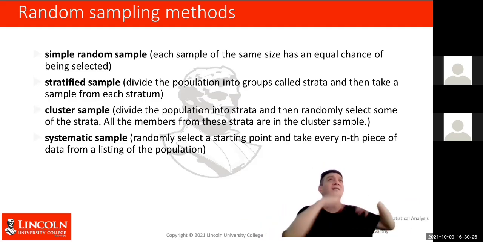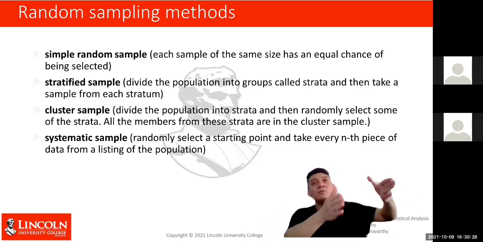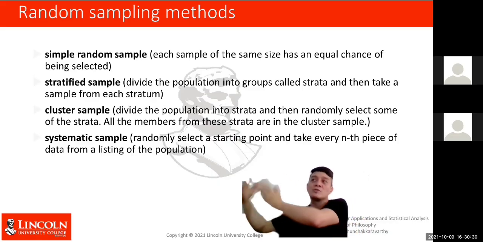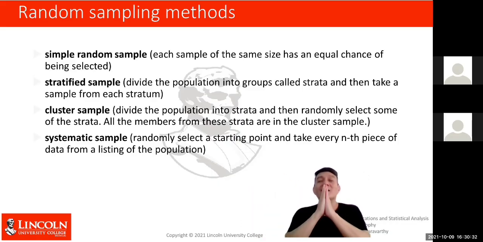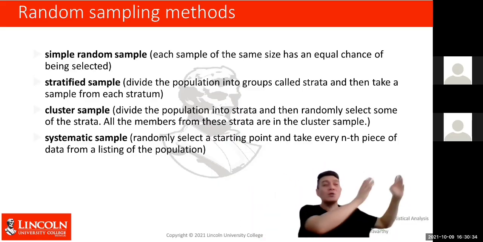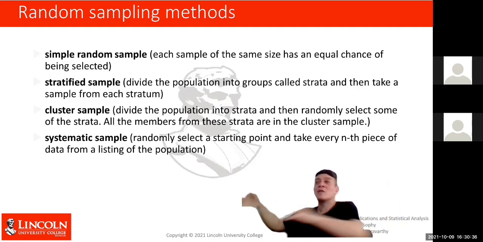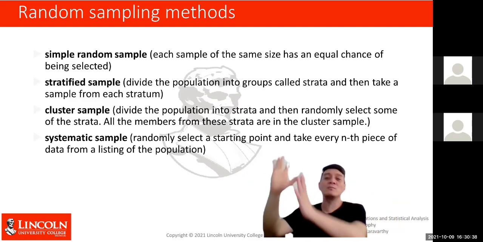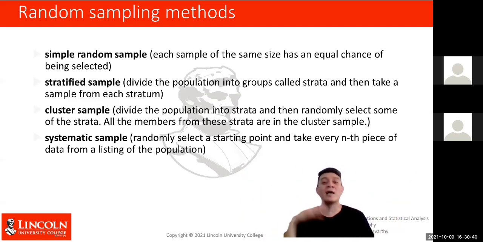and then only the second dose I will choose. Bring them all together, expose them to COVID-19, and test whether they die or they live. So those are the nth piece of data from a listing of a population. That's what you call systematic sampling.